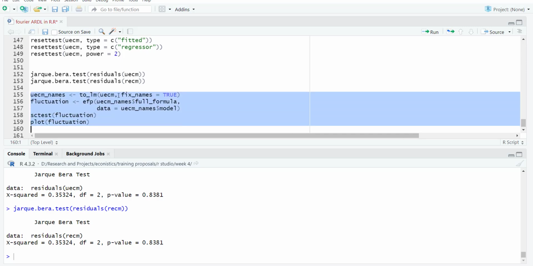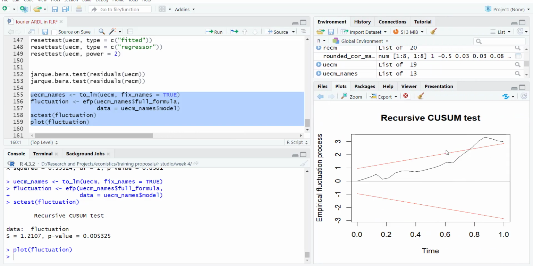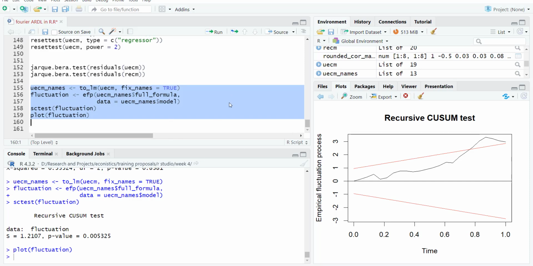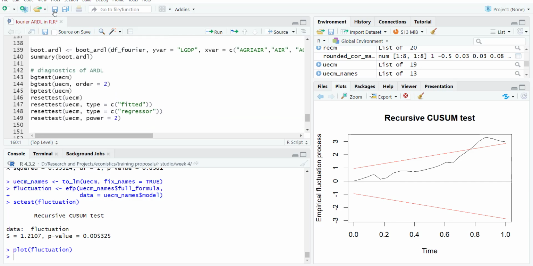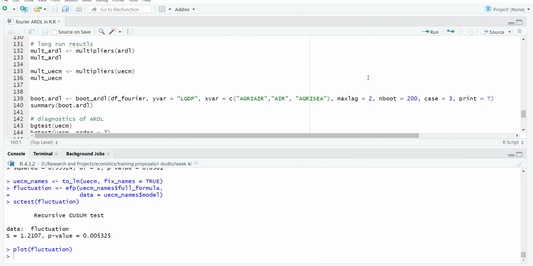Then I can check the CUSUM of squares. When I plot the CUSUM of squares function, it is saying that there is a break here. So you can add a structural break variable or just remove the insignificant variables. It might improve it. So this is a way you can run the ARDL model using Fourier series.